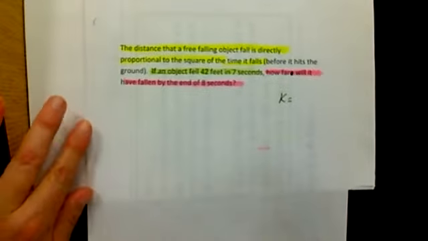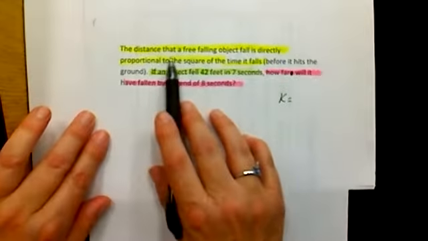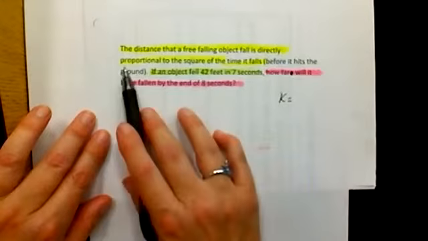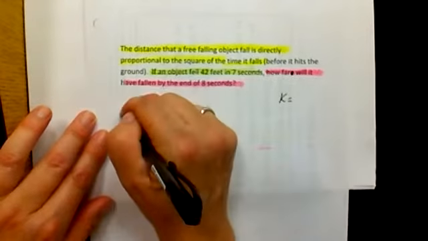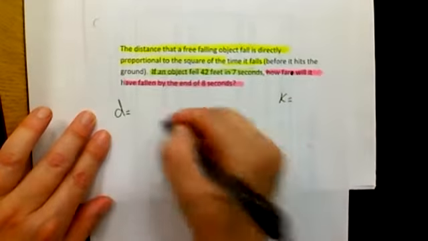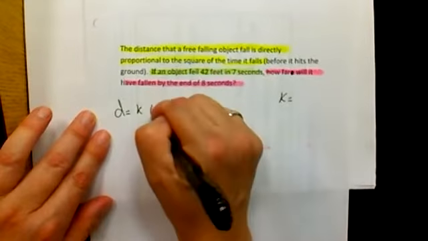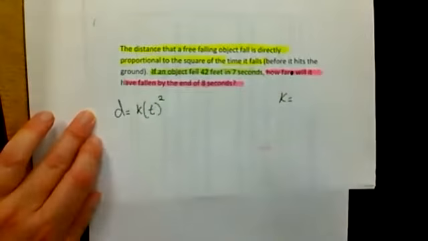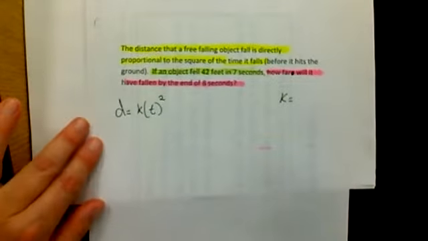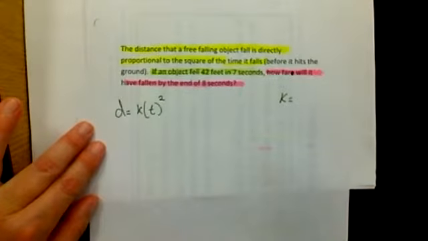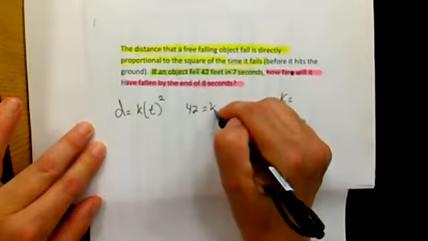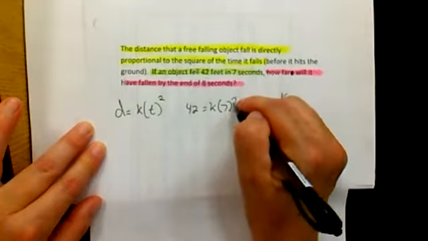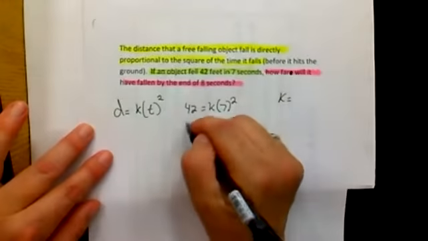So our formula: a distance that a free-falling object falls is directly proportional to the square of the time it falls. So that means I have distance equals K times time squared. That's my formula. That's from the very first sentence. Then I need to plug in some numbers. So I put 42 is equal to K times 7 squared and solve for K.